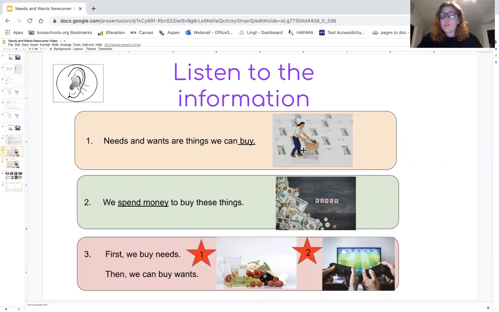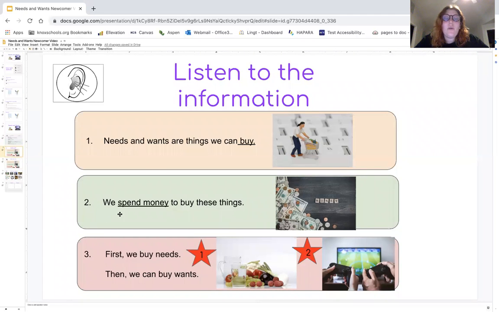Buying means we go to the store. We can buy water at the store, food at the store. We can buy clothes at the store. We can also buy wants at the store. We can buy phones, computers, games, toys, and things that we like at the store. So they are both things that we can buy.